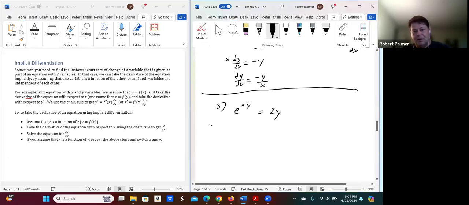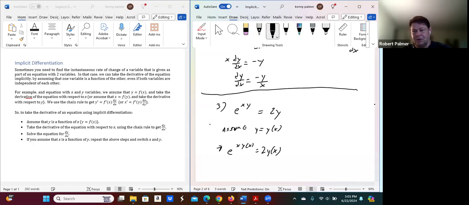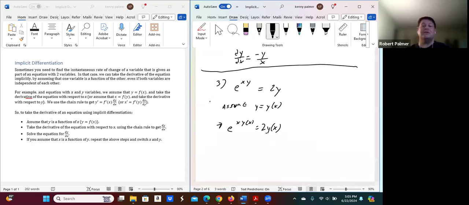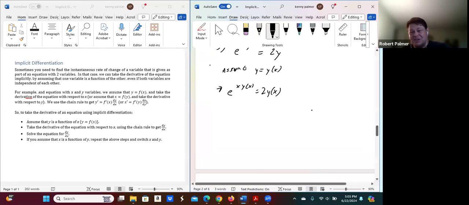So once again, we want to assume that y is some function of x. And so that's going to be e to the x times y of x is equal to 2 times y of x. This time we have 2 functions of y. Once again, anytime we see a y, doing the chain rule, we're going to have a dy over dx. We actually have 2 dy over dx's. We'll have to get those together. We'll talk about it here in a minute. So this time, let's actually start on the left side. Well, first off, we need to take the derivative.